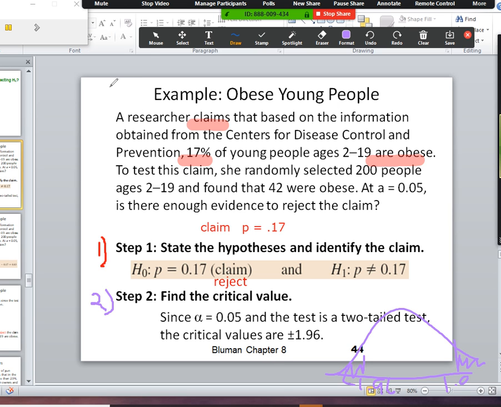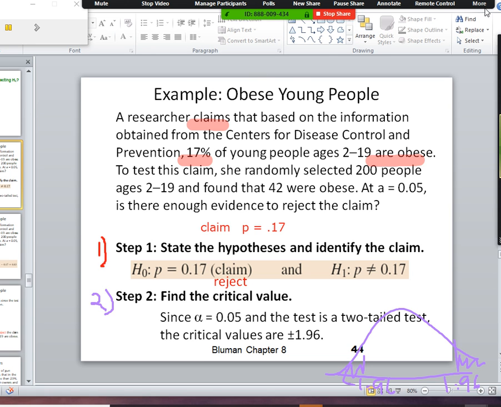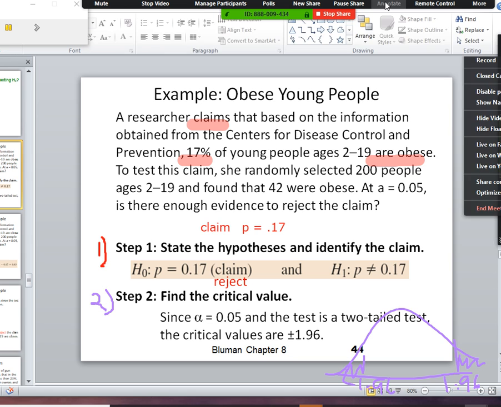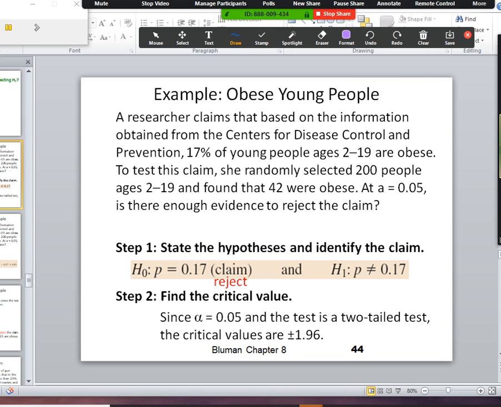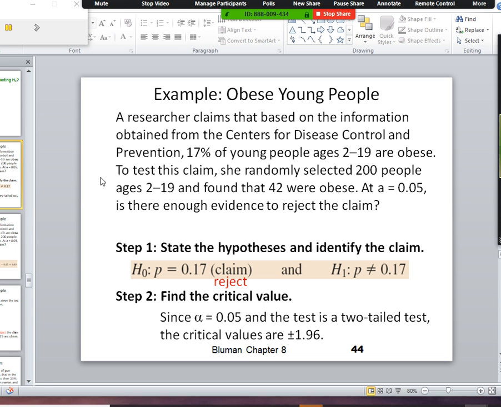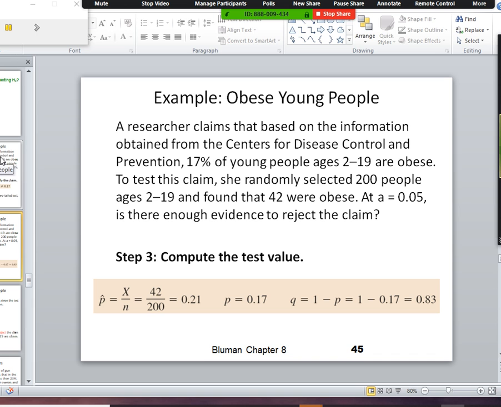And then we're going to move to step 3. You guys ready for step 3? Yes, no? Okay. I'm going to clear that. Now we're going to move on to step 3, which is computing the test value, the test stat.